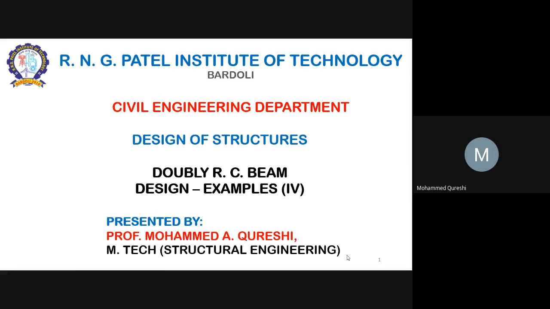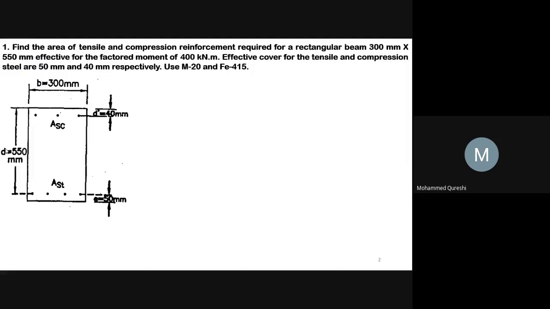In the previous lecture, we had studied the design of structure subject, in which we had gone through the analysis of doubly RC beam. Now, in this lecture, we will study the design of doubly RC beam. Firstly, we have to design for tensile and compressive reinforcement in the design procedure of doubly RC beam.